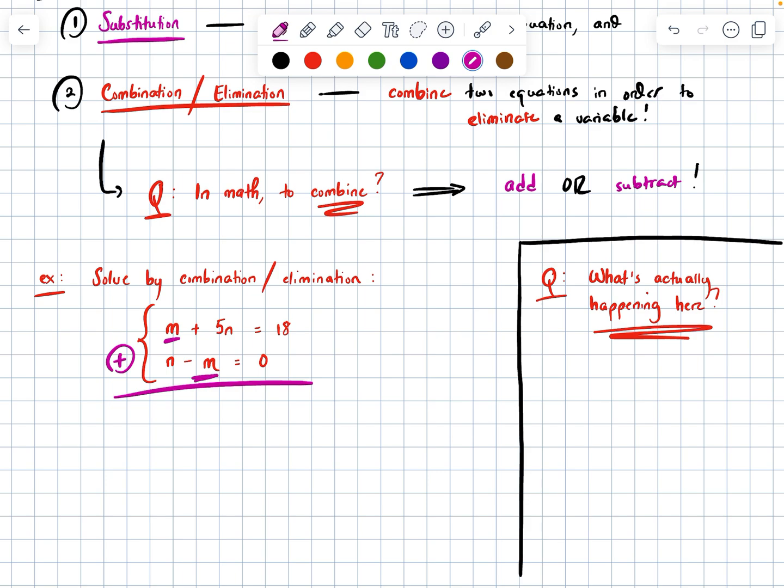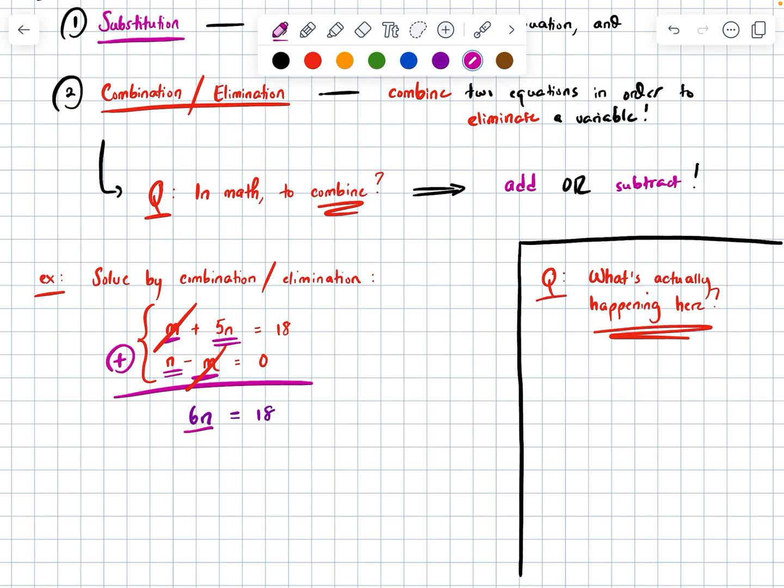Well, on top, notice I've got m plus negative m. Those are going to go away. They're going to undo each other. Adding down, 5n plus n, combining our like terms, that's 6n. And then 18 plus 0 on the right side of the equal sign is 18.